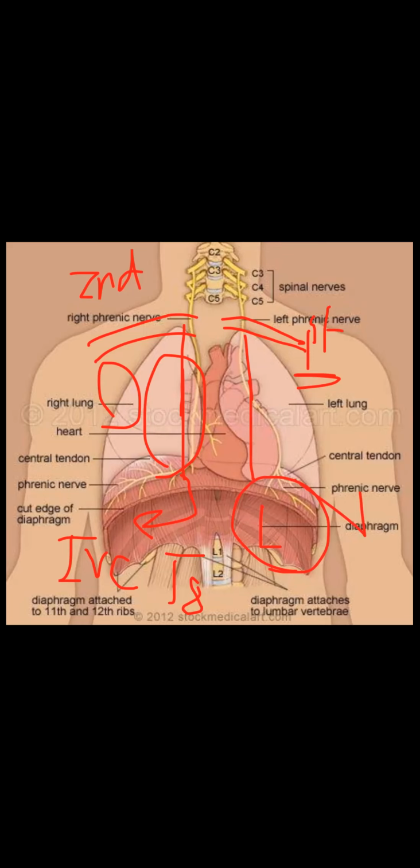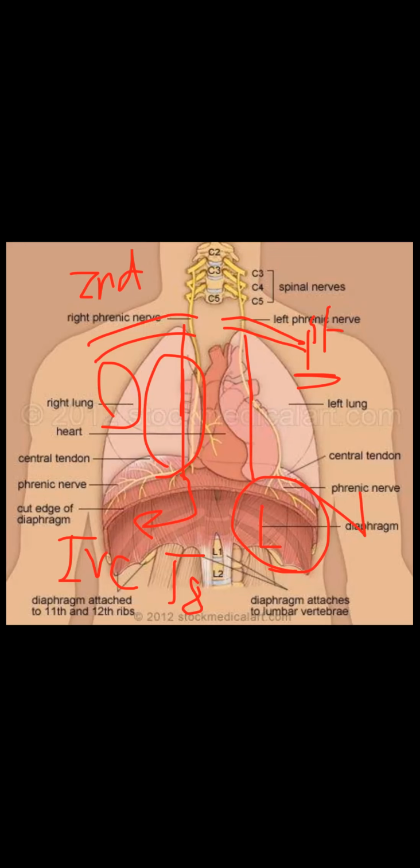So this is all you should know about the phrenic nerve. The phrenic nerve again has its origin from C3, 4, and 5. Its innervation: motor to the diaphragm, sensory to the central part only of the diaphragm and pericardium, while the peripheral part of the diaphragm is by intercostal nerves.